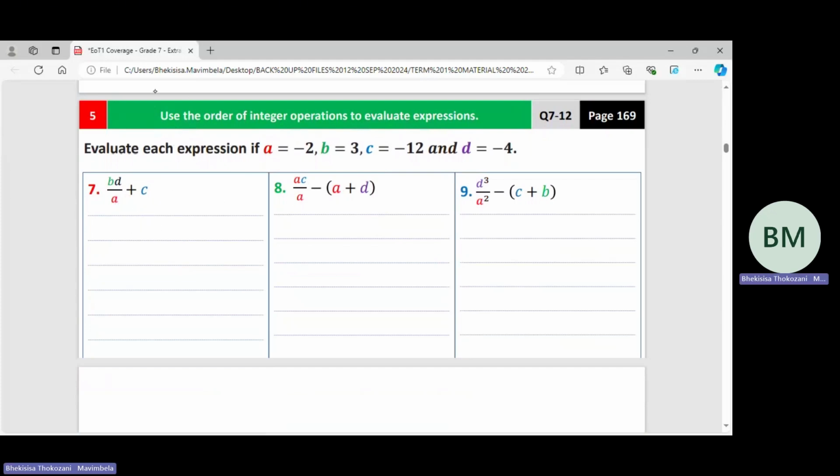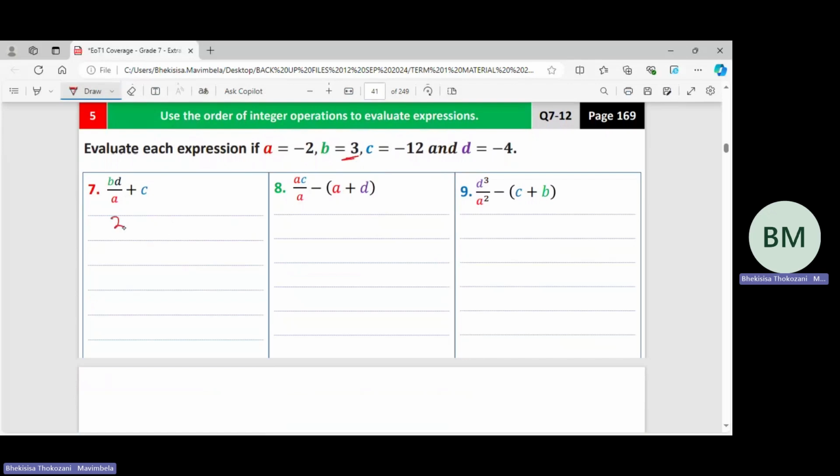So we know that our B is 3. This is our B. So where there is B, I'm going to put 3. And I'm going to use brackets because bracket means multiplication. Yes. So brackets, this means multiplication. So our D is minus 4. So here is minus 4. And we have this plus. I'm putting this plus here.